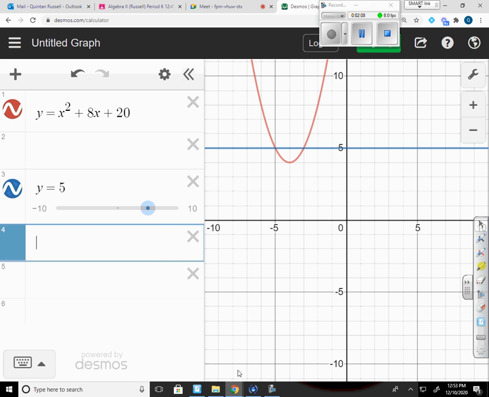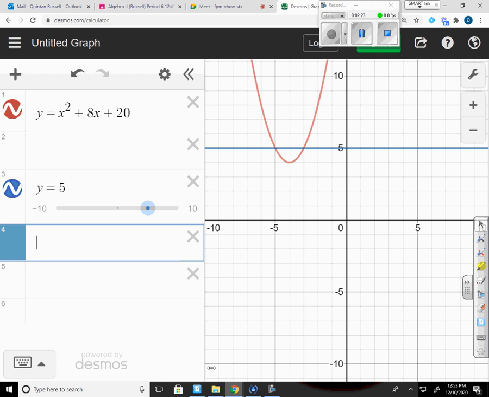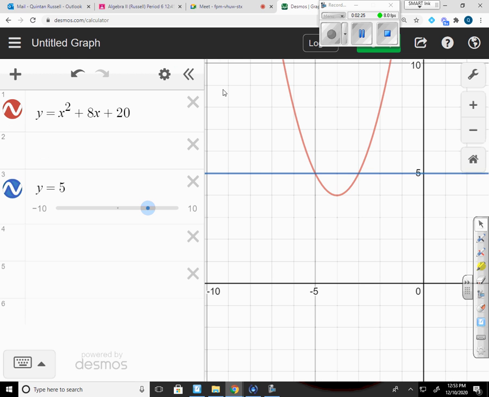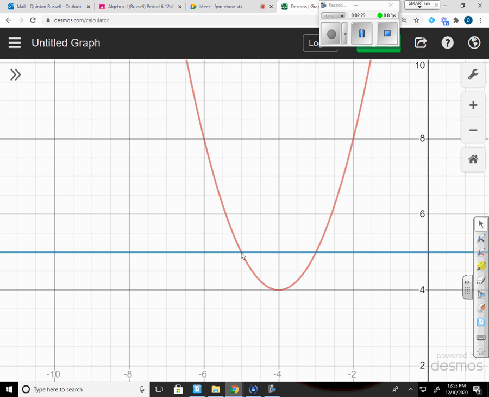Okay, let's go back to the actual problem itself. It says x squared plus 8x plus 20 is greater than or equal to 5. So now we're trying to find the values of x where y1, or the first equation, is greater than the second. So when we look at this graph, we're looking for the values of x where the red is higher than the blue, or where my y values are greater than the blue line.